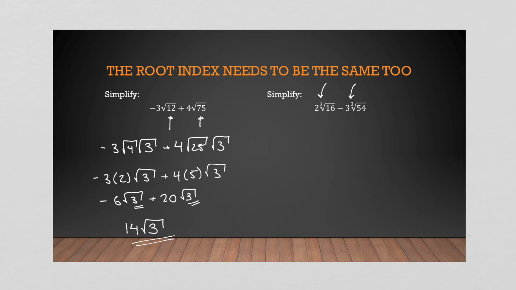So I'm not looking for perfect square factors anymore. I'm looking for perfect cube factors. So for perfect cubes, we have 2 times 2 times 2 is 8, 3 times 3 times 3 is 27, 4 times 4 times 4 is 64. So they're a little bit more spread out.